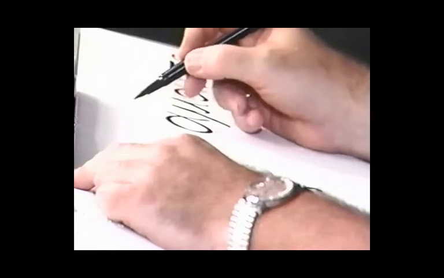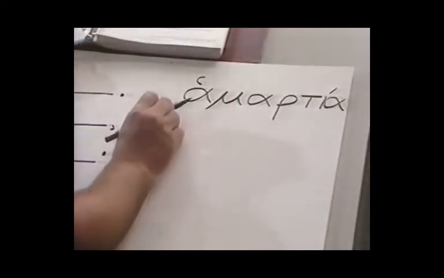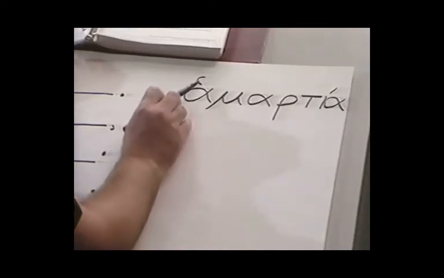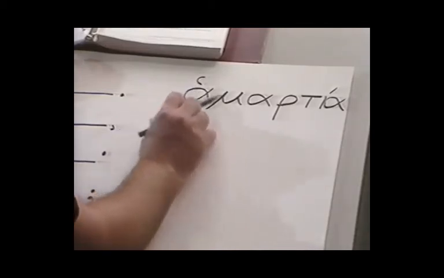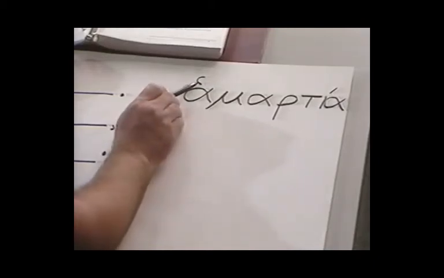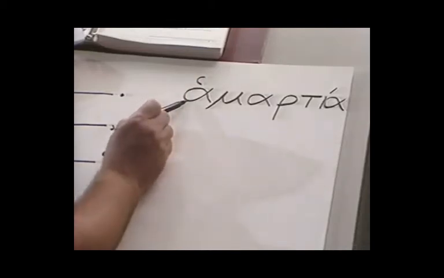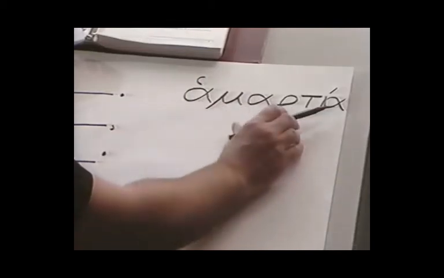hamartia, and I'm going to place a breathing mark over the initial alpha. Listen to my pronunciation, hamartia. This breathing mark is called a rough breathing mark and is equivalent to putting an H sound in front of the vowel, hamartia.